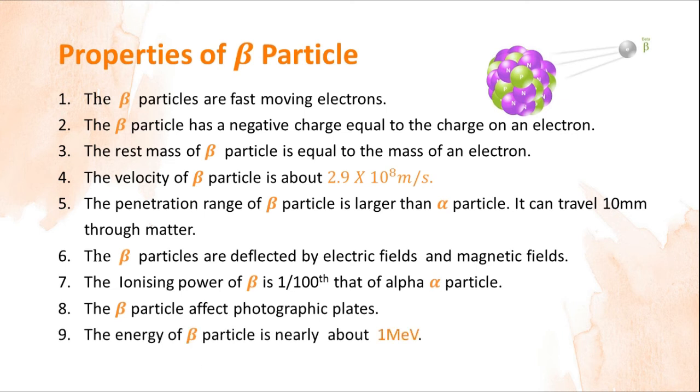Next, I think this is the last one: the energy of beta particle is nearly about 1 mega electron volt. In alpha particle it was 6 mega electron volts. So the beta is 1 mega electron volt compared to alpha, which means the energy of the beta particle is 6 times less. Okay, so these are all the properties of beta particle.